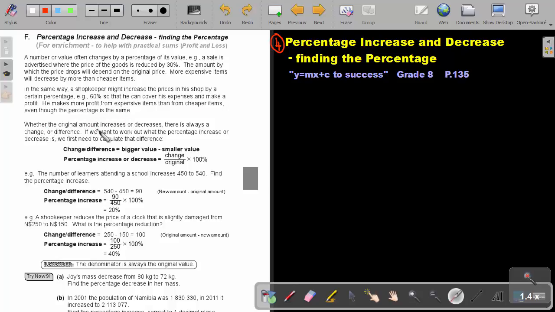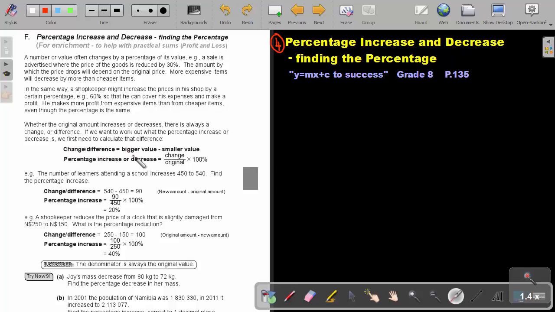Whether the original amount increases or decreases, there is always a change or difference. If we want to work out what the percentage increase or decrease is, we first need to calculate the difference. Change or difference.